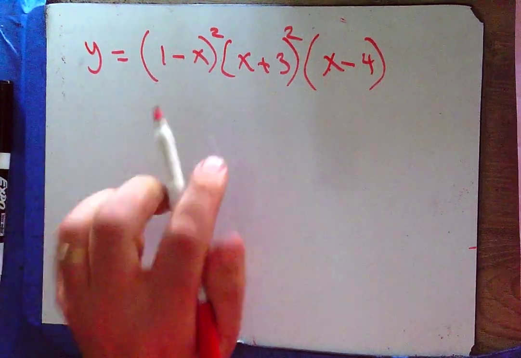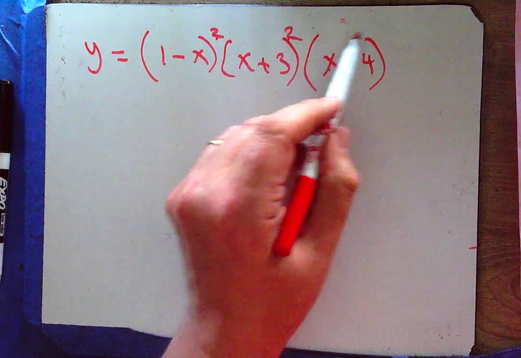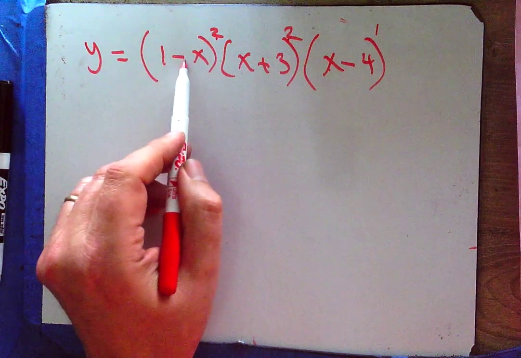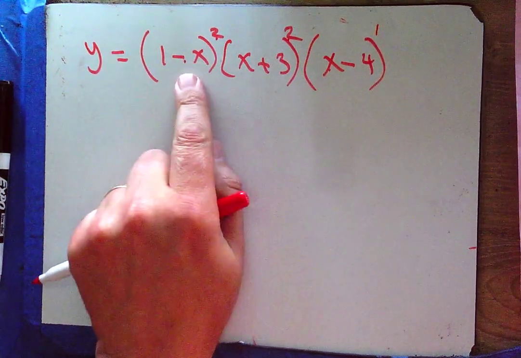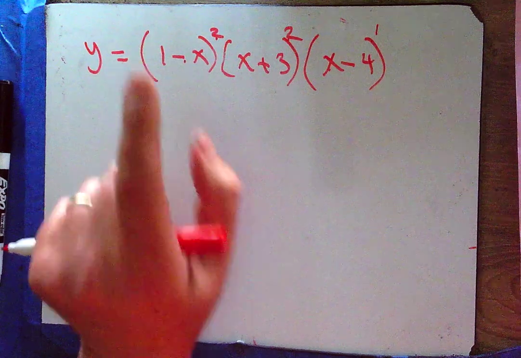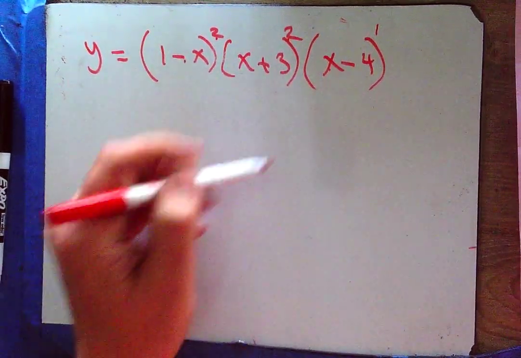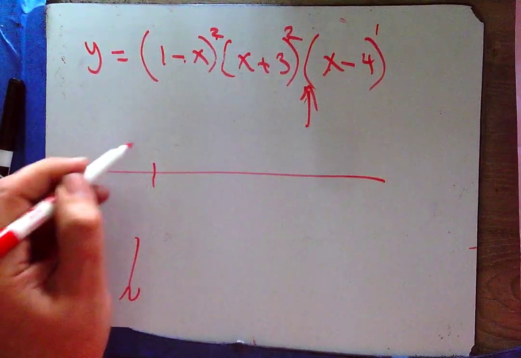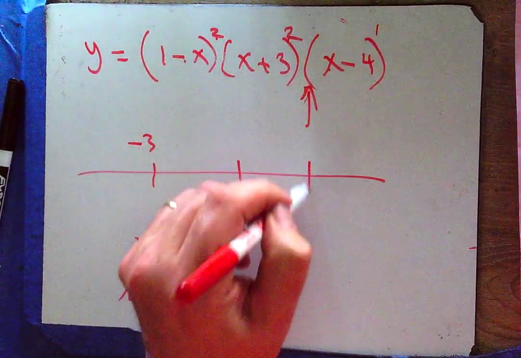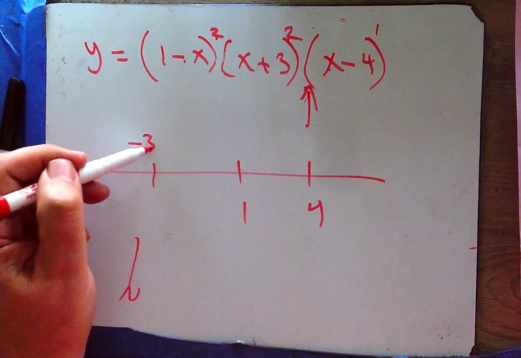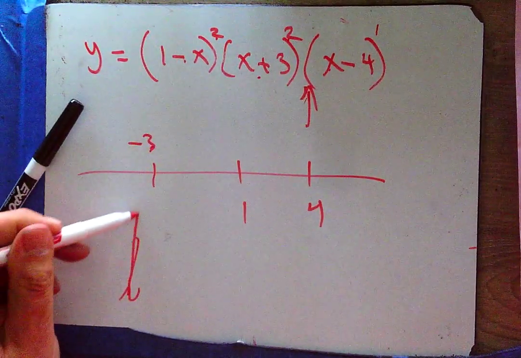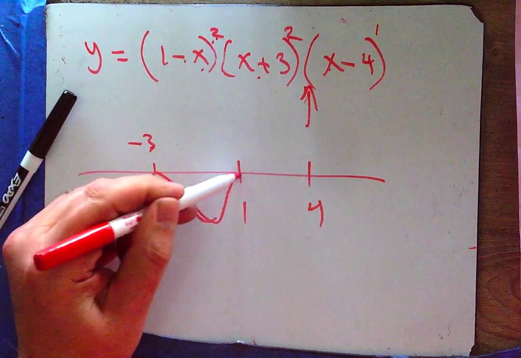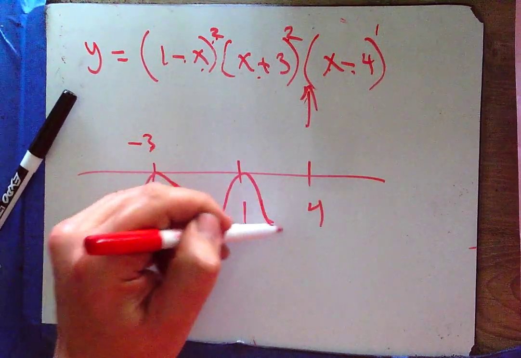Okay, welcome back. It's a 5th degree polynomial. But wait a minute. Is it a negative or positive leading coefficient? Well, this is going to be negative times negative, which is positive. So this is still going to be a positive 5th degree polynomial. So I'll start with the appropriate end behavior. The intercepts are -3, 1, and 4. What am I doing at -3? I'm bouncing. At 1, I'm also bouncing. And at 4, I'm passing through.